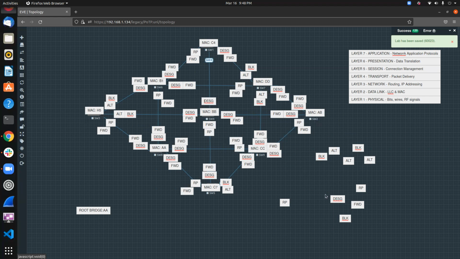And switch, since Mac BB won the election, that means that switch 1's 0/0 port would be alternate block. Positive? Yes. Okay. All right. Somebody double check me here. We got all our port states and roles set on each switch.